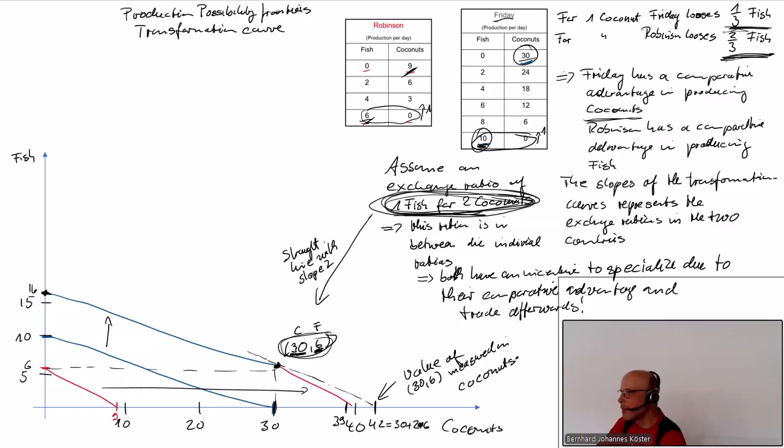Again, given this exchange ratio, the value of 30 coconuts: I can ask how much fish can I buy with 30 coconuts if I have to pay 2 coconuts for 1 fish? 15, of course. So the value of this 30 is 15. 15 plus 6 is 21. Maybe roughly here.